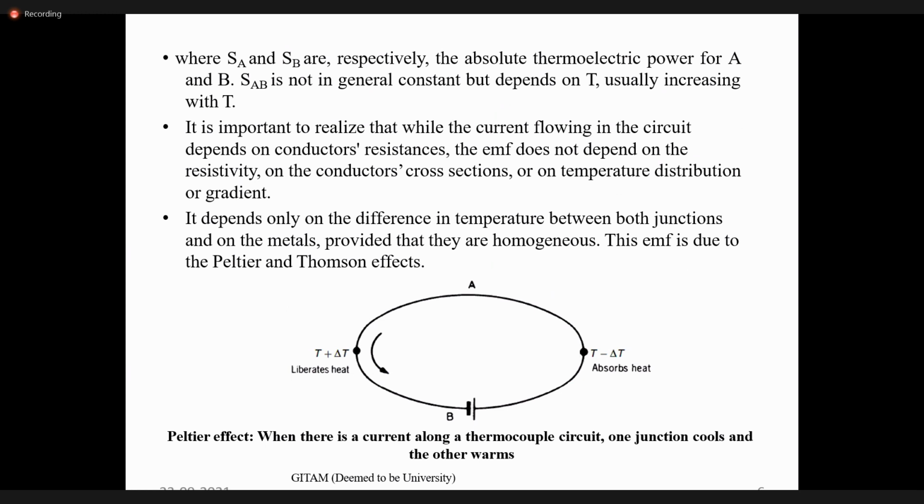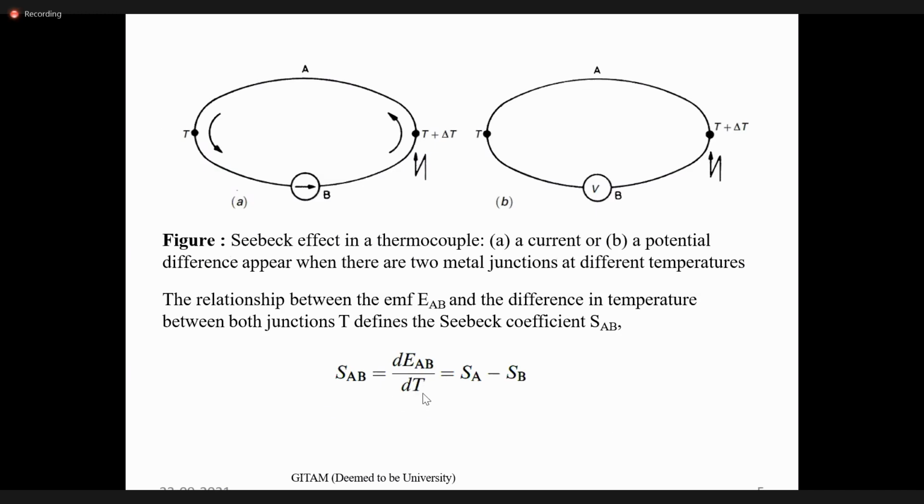Where SA and SB are respectively the absolute thermoelectric power for A and B. SAB is not in general constant but depends on T, usually increasing with T, because in the equation we have a variation in temperature, that is dT. So SAB is also a variable.